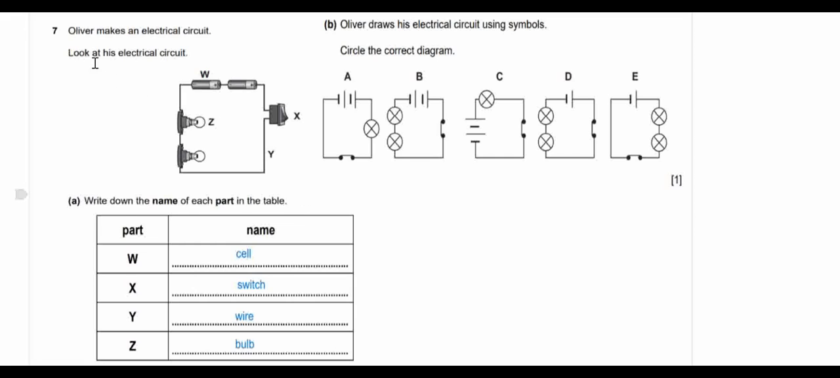Here we go. Now we are in 7B. Oliver draws his electrical circuit using symbols. Circle the correct diagram. Is it A, B, C, D, or E? 10 seconds from now.